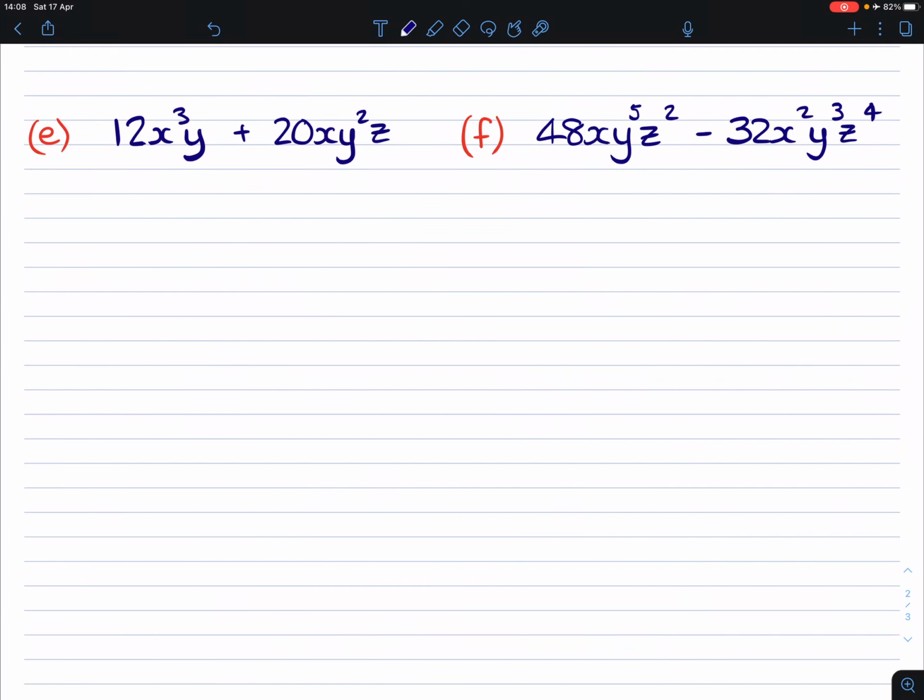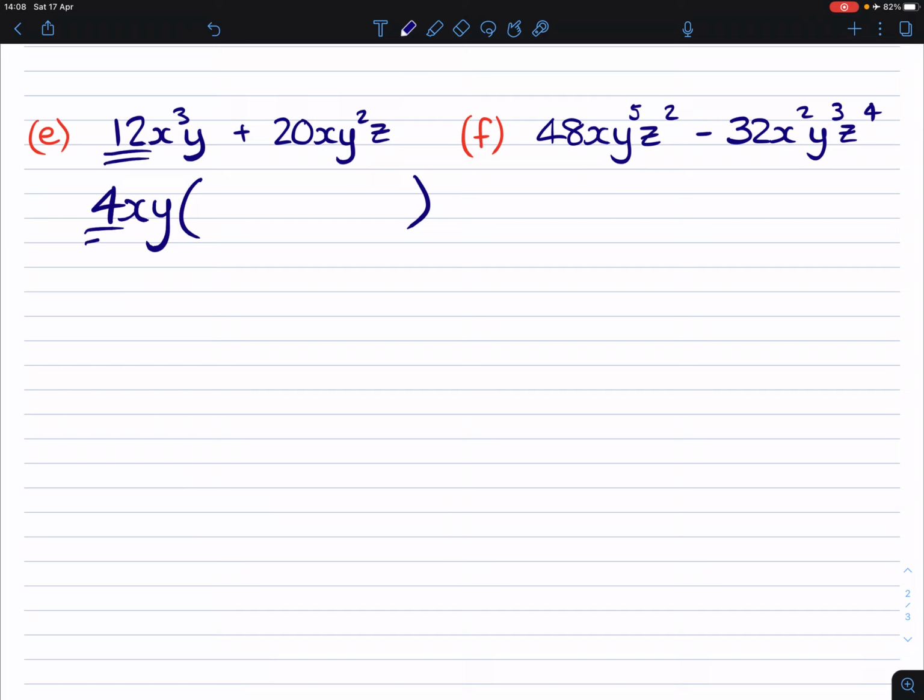So these two, they're more complicated of course, but again, just look at what's in common with the numbers, then look at what's in common with the x's and the y's one at a time. Highest common factor of 12 and 20 is 4. Highest common factor of x cubed and a single x is a single x. Highest common factor of a y and a y squared is a single y. No z's here, so no z's is the highest common factor.